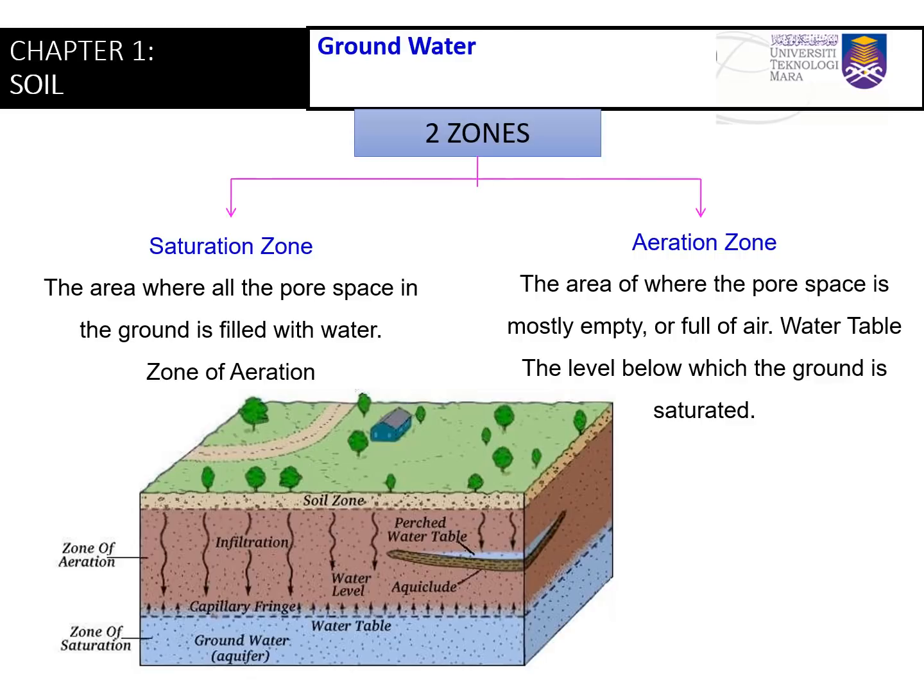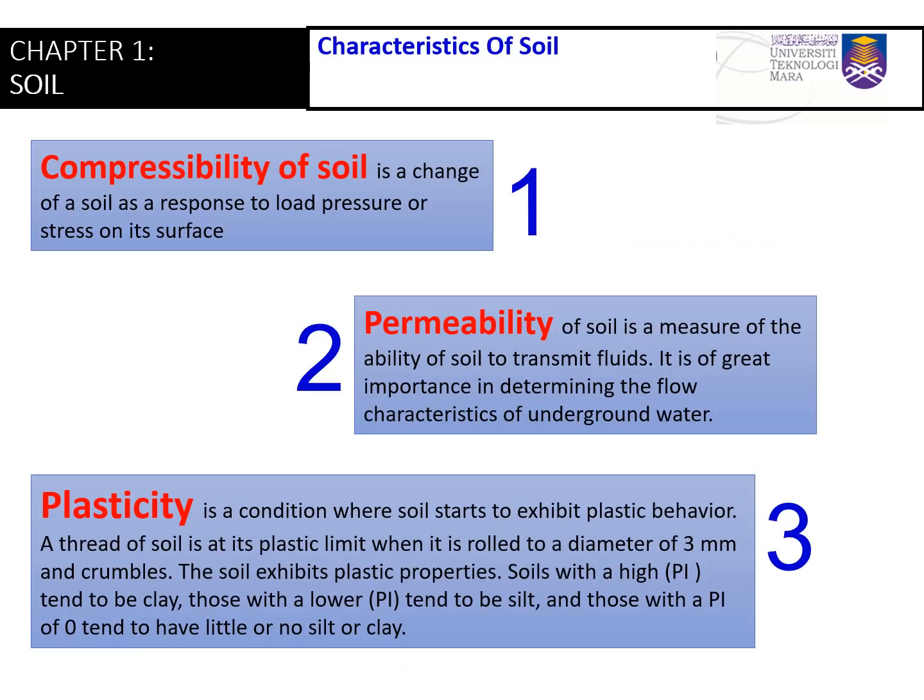Water table, the level below which the ground is saturated. So because it has pores, it has space, so the water easily flows from that aeration zone to the zone of saturation, and you will have like something like floating piece of land where you have loads of water underneath.